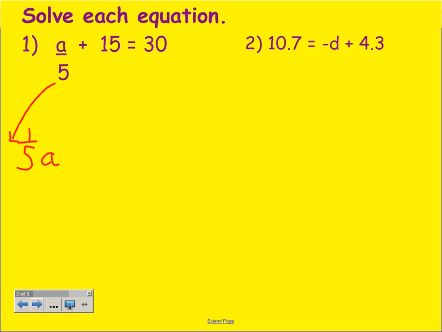If you're thinking, well, how is that the same thing? Well, if I take any number and multiply it by another value, then I'm talking 1/5 times a, and then as you can see, that equals a over 5. So once again, just remember that those are exactly the same problem. It's just written a little differently. So to get a over 5 by itself, we're going to subtract 15 on both sides.